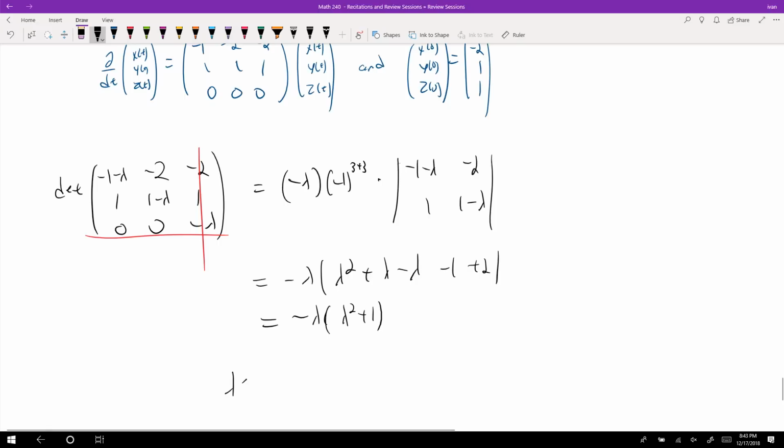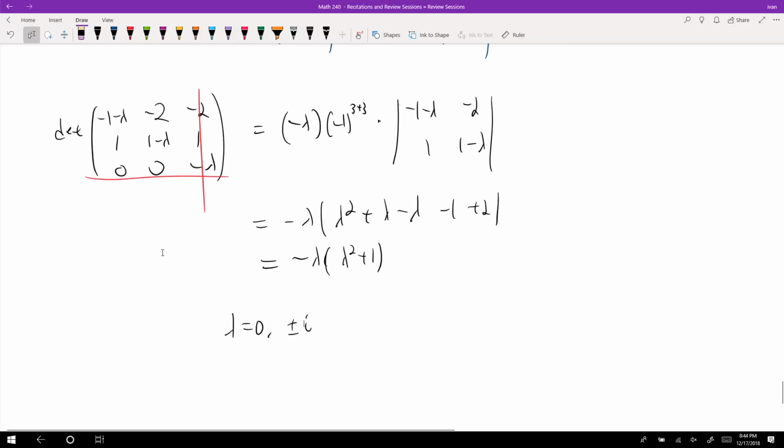Okay, so lambda is 0, and then plus or minus i. I don't think in this previous midterm we got a complex value system, right? That didn't show up. And this is a good candidate to show up on the final. Okay, so how do we deal with complex value systems?